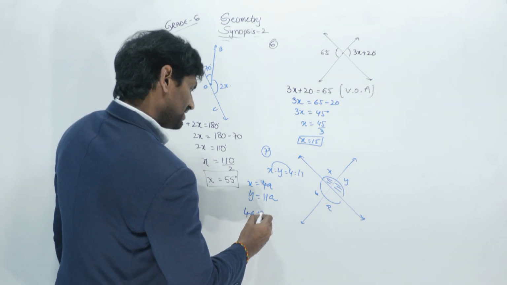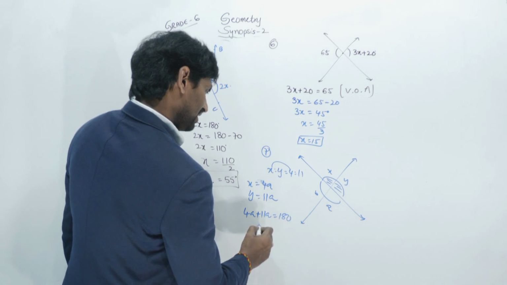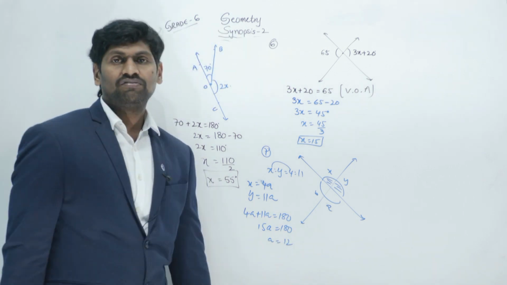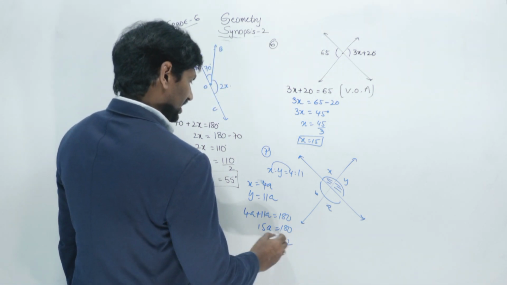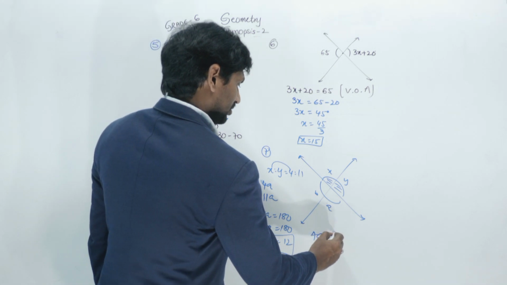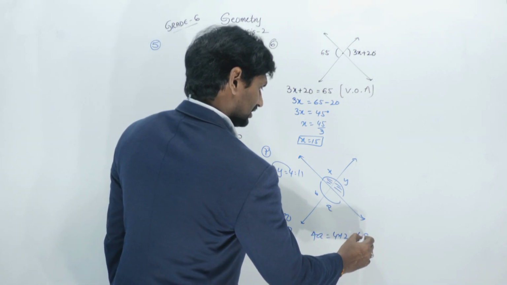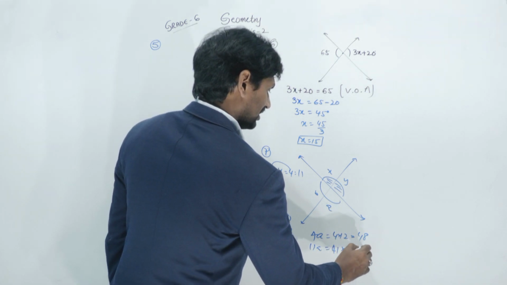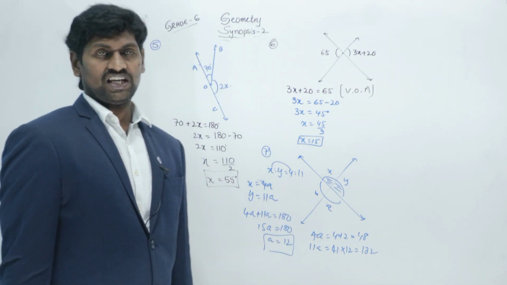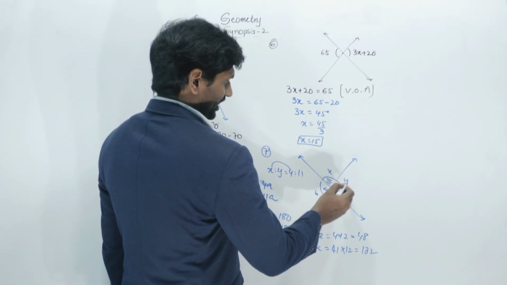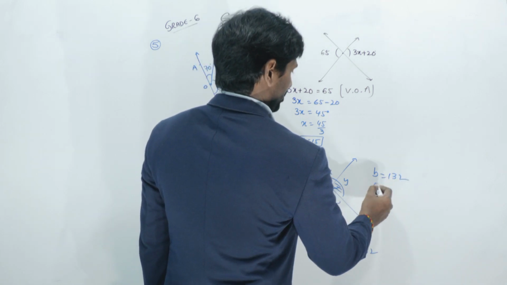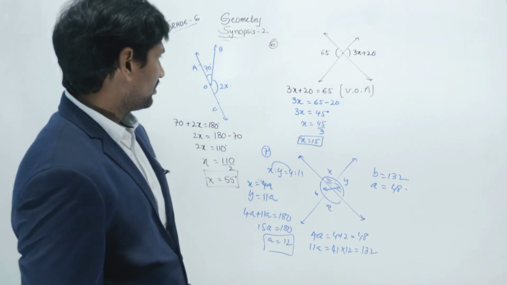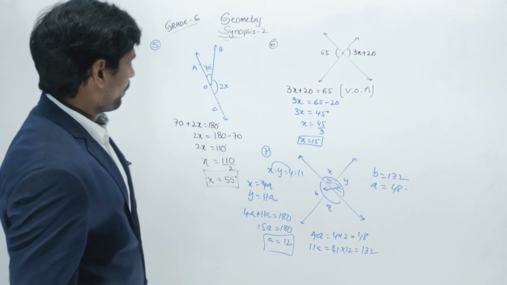So 4a plus 11a equals 180. Simply, 15a equals 180, so a equals 12. 15 twelves are 180. Whenever we get the value 12, 4a is 4 twelves, which is 48, and 11a is 11 twelves, which is 132. So these are the angles. In the same way, y's opposite angle b is 132, and a is nothing but x, 48. Okay? We'll go to the next problem.